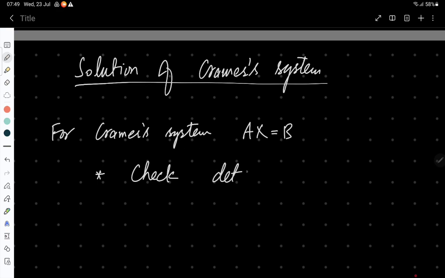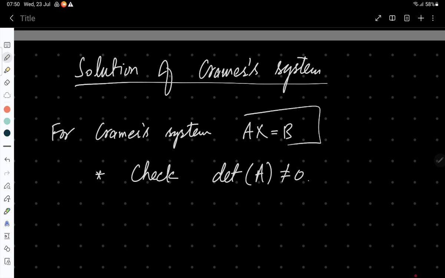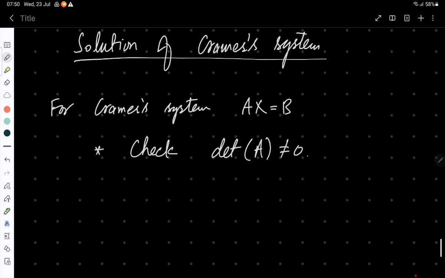What does that mean? We will check whether the determinant of the coefficient matrix is non-zero or not. If it is non-zero, then it is a Cramer system. Because if it is 0, then we cannot find the inverse of A, and if we cannot find the inverse of A, then this system has no solution. The solution of this system does not exist. So first of all we will check that A inverse exists.